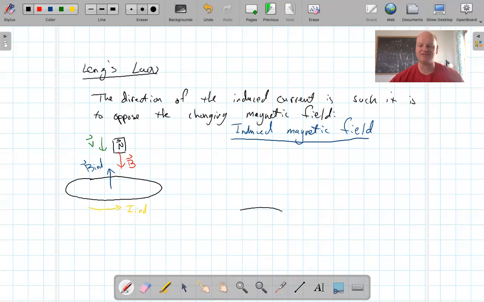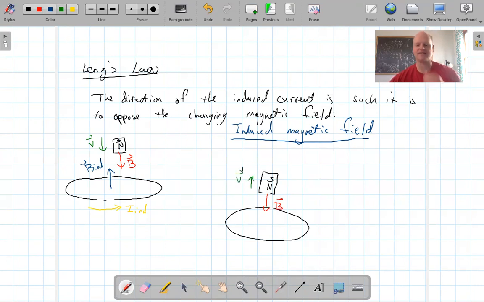Now, what happens if I do the opposite? So now here is my coil, here is my bar magnet. So here's my bar magnet, north side, south side. So the bar magnet still has magnetic field pointing downward. So this is still B, but instead I'm going to pull it upward with a velocity of v.